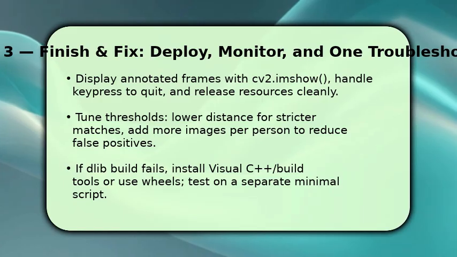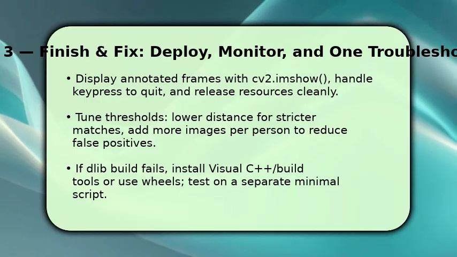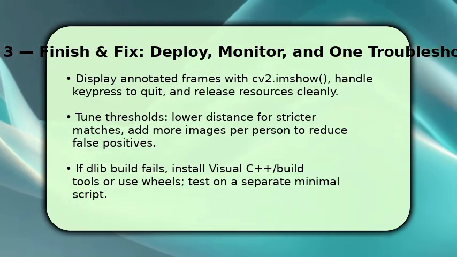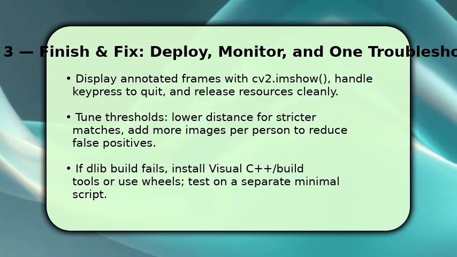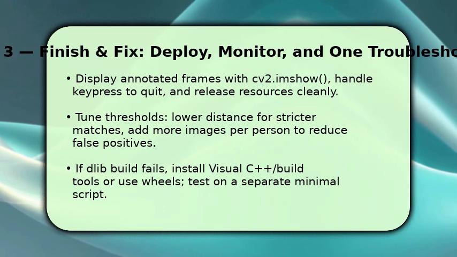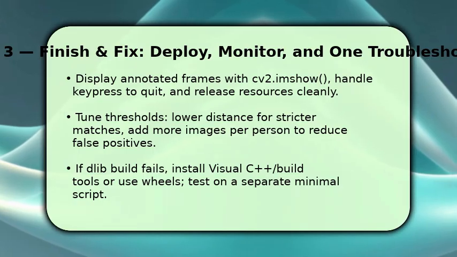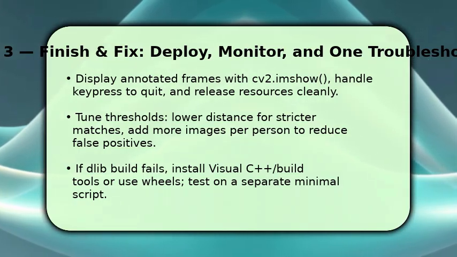Make sure to tune your matching threshold. Reduce the distance cutoff for stricter acceptance, and add more varied images per person to stabilize encodings. If things go wrong, one key troubleshooting tip is dlib installation. Errors often mean missing build tools. Install Visual C++ or use pre-built wheels, then rerun a minimal script to verify.